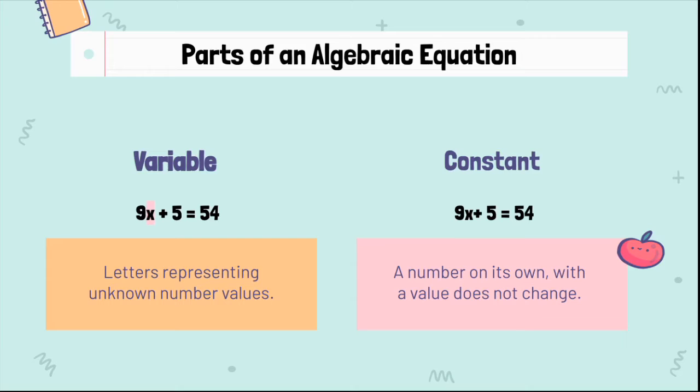It's either 5 or 54. Well, 54 is the answer to our equation, and that's not our constant because it could change. If we change any other component of the equation, then the number 54 could either increase or decrease. So the only number remaining is 5, which actually is our constant because it's on its own and it will not change.